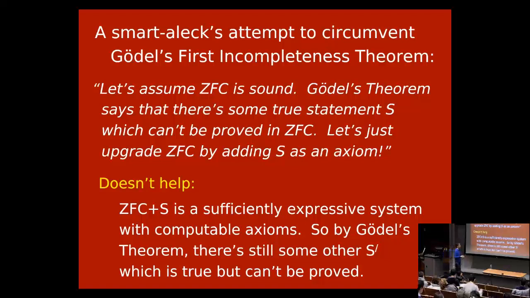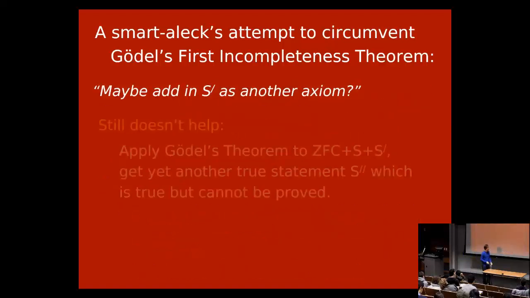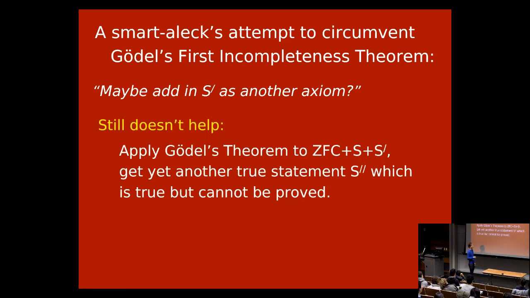So by Gödel's theorem, there's some other true statement S prime that you cannot prove. So you could say, great, I'll add in S prime as another axiom, but this doesn't help. ZFC together with the axiom S, together with the axiom S prime, whatever they are, you can apply Gödel's theorem to it and get a new true statement, S double prime, which is true, but cannot be proved. So maybe you find your axioms weren't strong enough to prove all the true things, and you say, let's just add some more true things to the axioms. But you can always apply Gödel's theorem, so you can never catch up. There will always be more true statements that you cannot prove. Does that make sense?